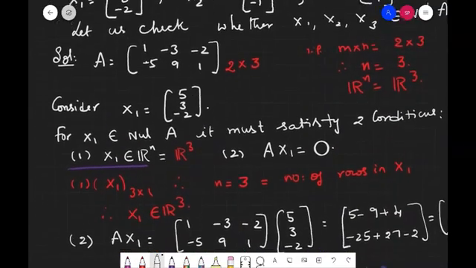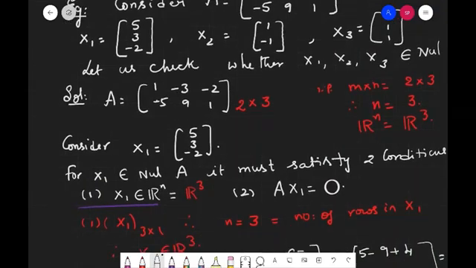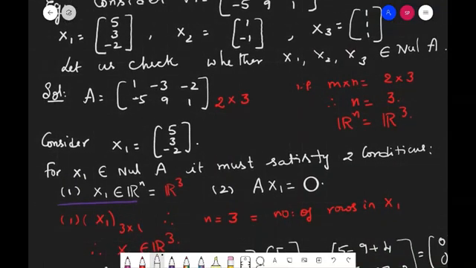The first one we had is in null A. The second one is not in null A because here the number of rows is equal to 2 and n is equal to 3. Therefore, x2 does not belong to R3, so it cannot be in null A. And for x3, it belongs to R3, but Ax3 is not equal to 0. Therefore, it cannot be in the null space.